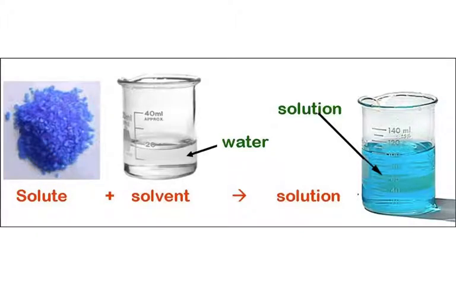So for example, salt and water. If you pour salt and water and mix it up, the salt dissolves in the water. The salt would be the solute and the water would be the solvent, because the salt dissolved into the water.